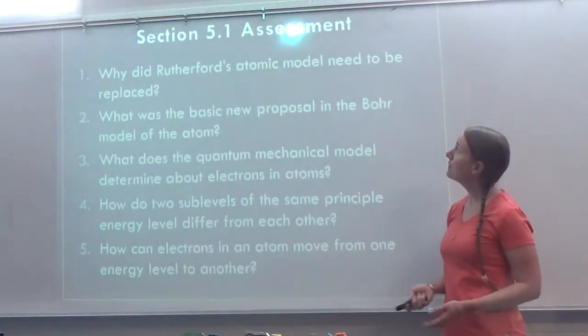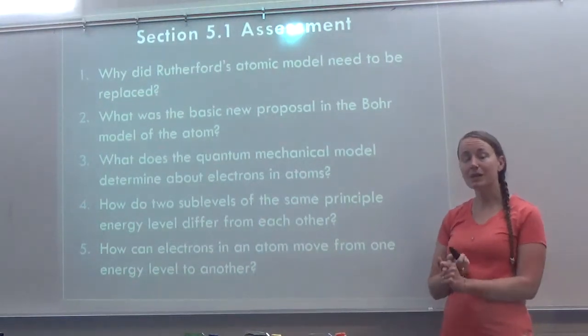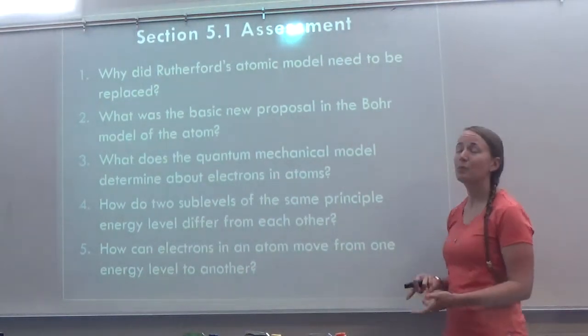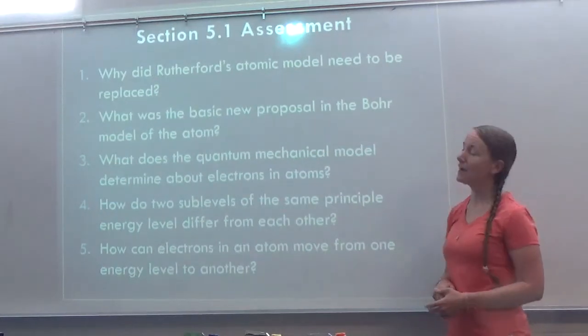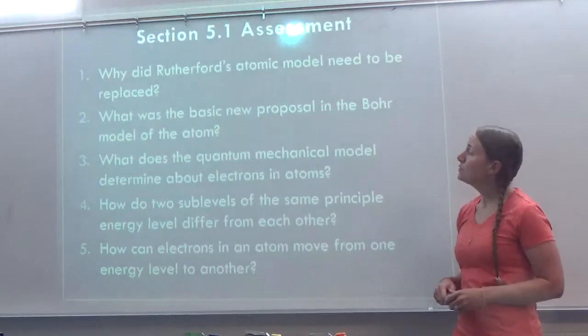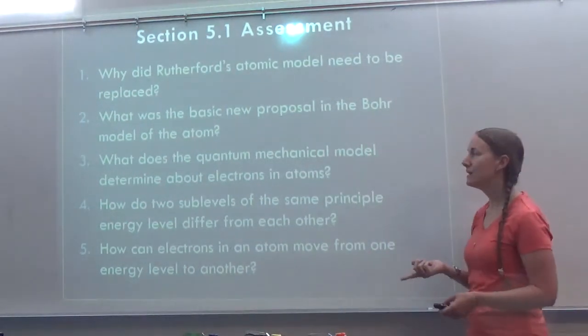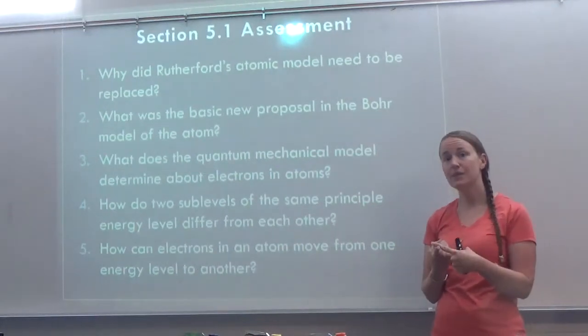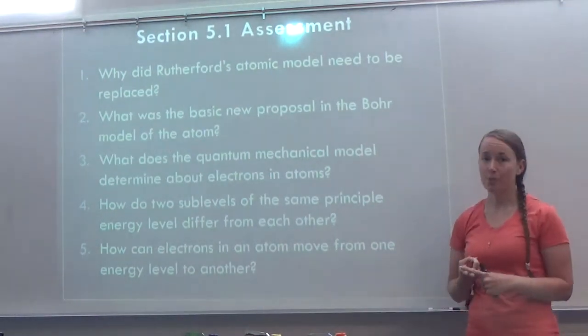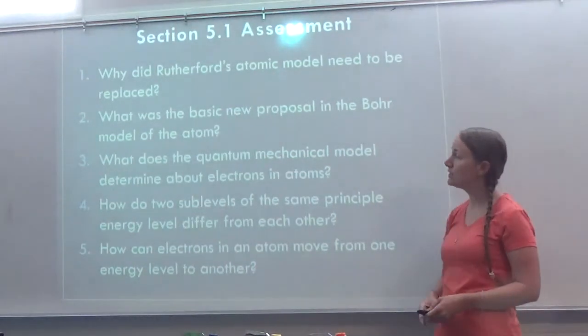All right, so why did Rutherford's atomic model need to be replaced? Well, it didn't explain how atoms emit light or the chemical properties that an atom has in reaction. All right, so number 2, what was the basic new proposal in Bohr's model of the atom? Well, I really think there's 2, so I always say 2 in class, and that is energy levels and that the electrons can jump. Okay, so he came up with that idea of energy levels and that electrons can jump.